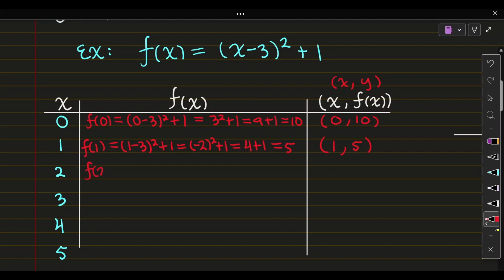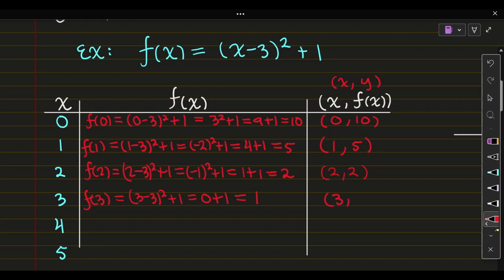Going into f of 2, that is (2 minus 3) squared plus 1. 2 minus 3 is negative 1, so I have negative 1 squared plus 1. Negative 1 squared is positive 1, plus 1 is 2. So this is (2, 2). f of 3 is (3 minus 3) squared plus 1. That's 0 plus 1, which is going to be 1. So the point (3, 1). f of 4 is going to be (4 minus 3) squared plus 1, which is 1 squared plus 1, which is 2. So I have (4, 2).